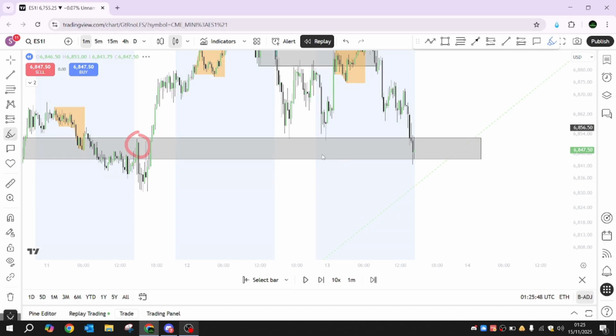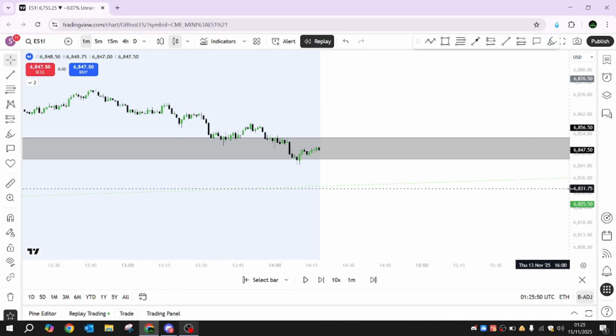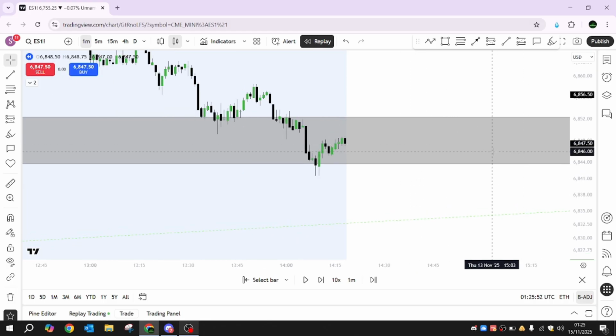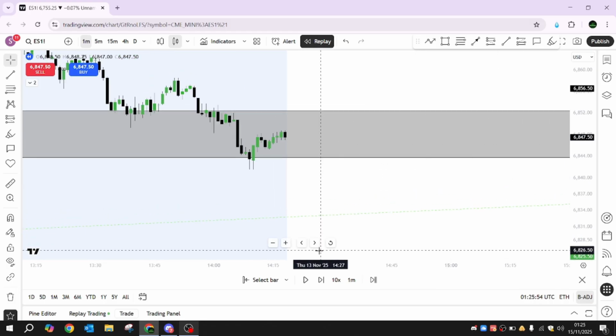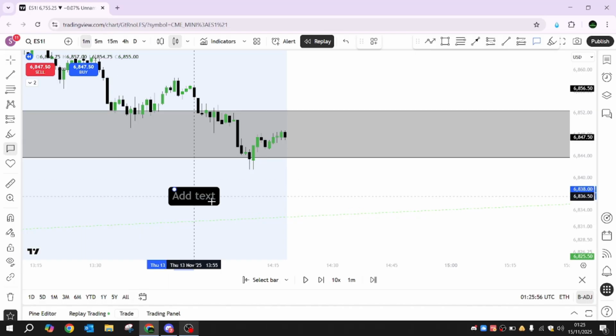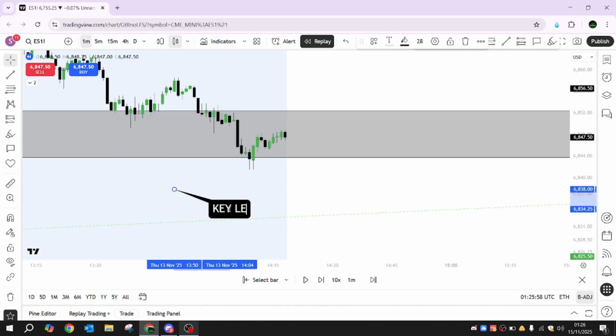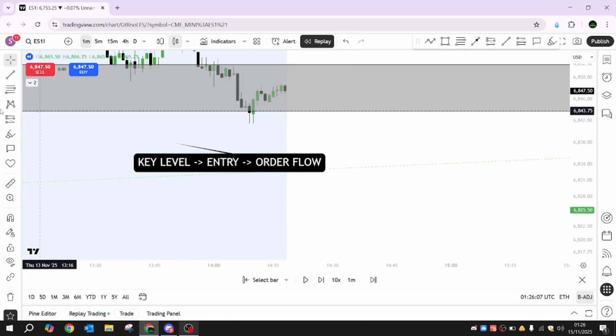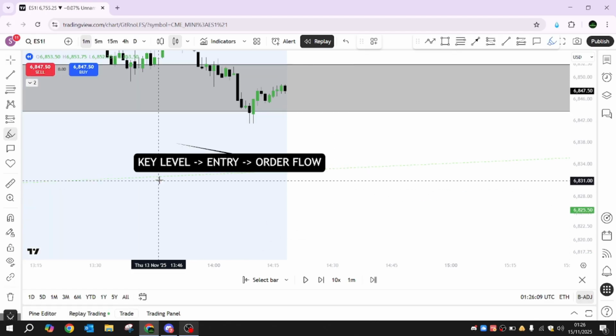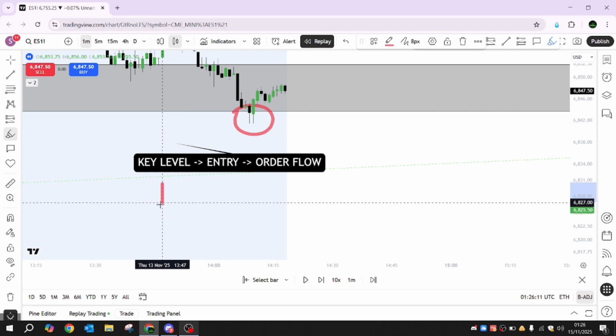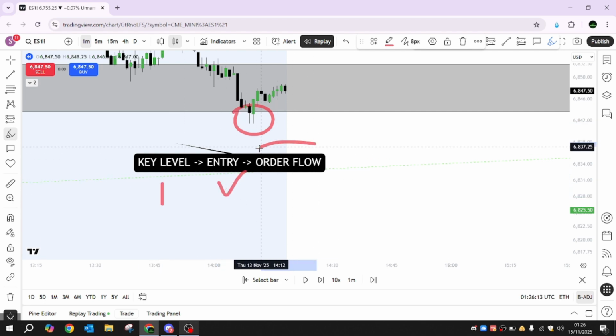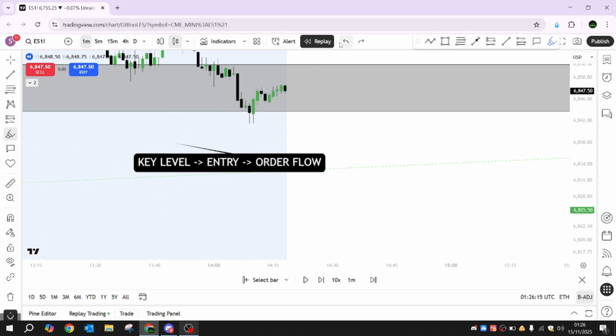If we go now to the 1 minute chart, how do I approach market open? A lot of people ask, what's your entry model? How do I approach market open? Again, I have 3 simple steps: key level, entry, and then last but not least, order flow. You need these 3 things in every trade. You need to tag into a key level, you need an entry, and you're looking for order flow confirmation. That's it.